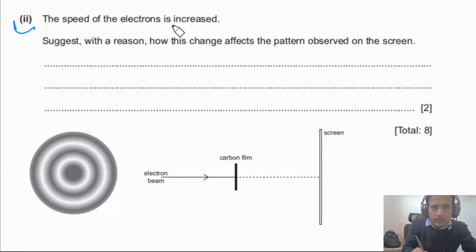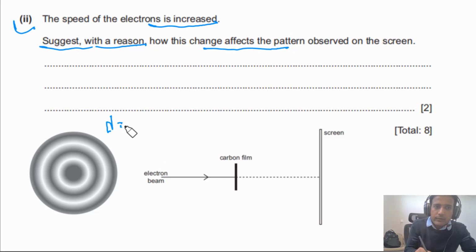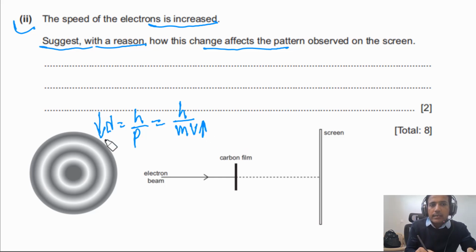Second part says the speed of the electrons is increased. Suggest with a reason how this change affects the pattern observed on the screen. I mean, how will this pattern change if we increase the speed of electrons. So first of all, we need to understand lambda, the wavelength, is equal to h over the momentum of the moving particle, meaning momentum of the electron. So here h divided by m times v. If v increases, it means lambda has to decrease.